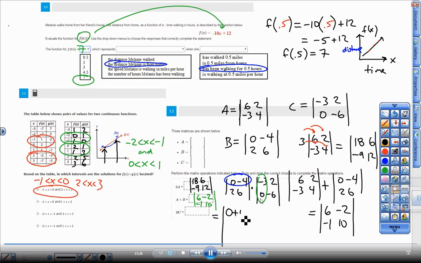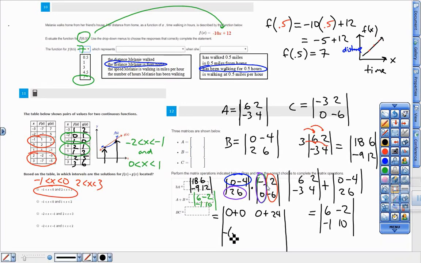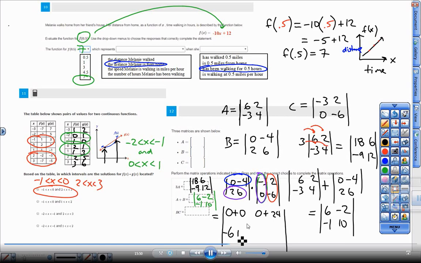-4 times 0 is 0. Next, 0 times 2 is 0. Switch down. -4 times -6 is 24. Next, this 2, 6 row. If I take 2, 6 times -3, 0. 2 times -3 is -6. 6 times 0 is 0.